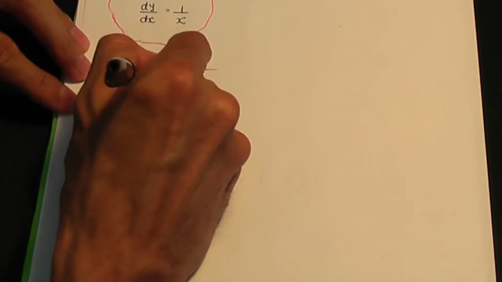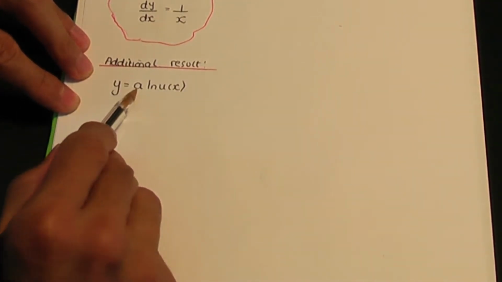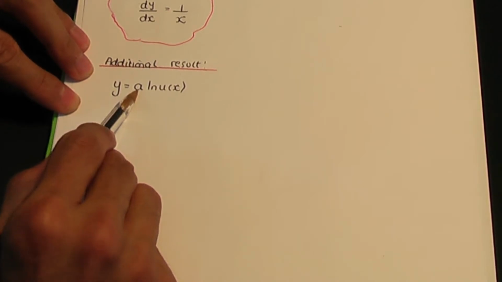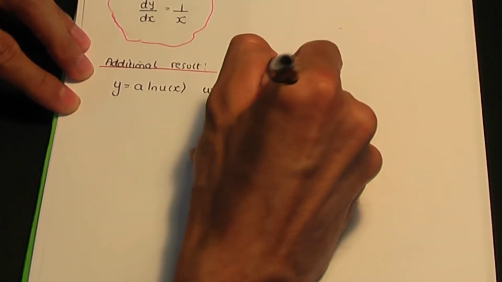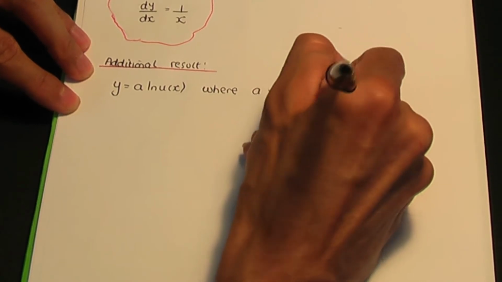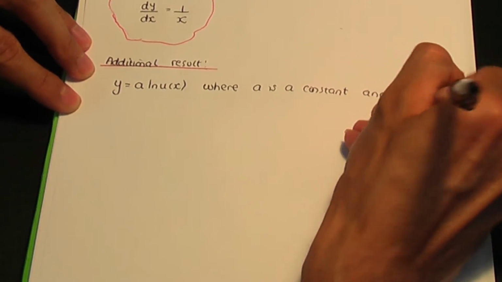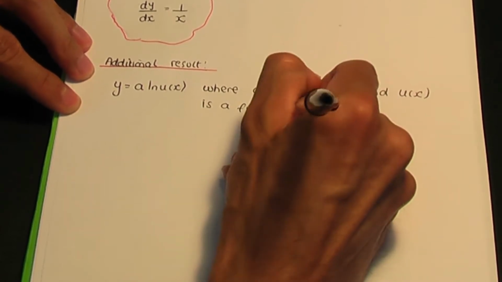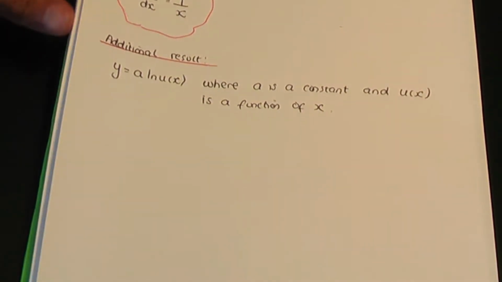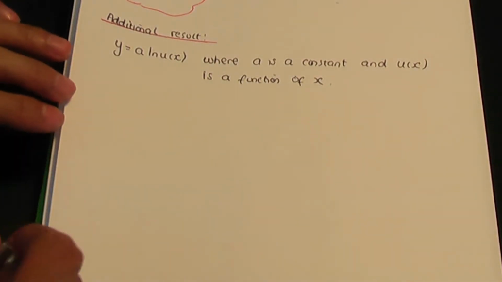So if y equals a ln u(x), so in this result a is a constant and u(x) is any function of x. So where a is a constant and u(x) is a function of x. Okay, so let's find the derivative of such a function using the chain rule. Let's use the chain rule in order to find the derivative of this function.